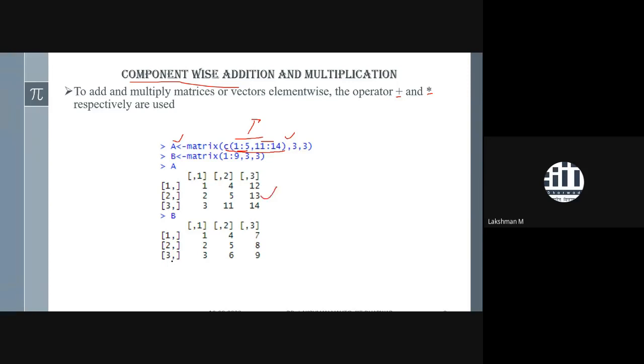And second, take matrix B, where you directly use the sequence 1 to 9, 9 elements of the sequence. It will come in a 3 by 3 matrix. You will get this matrix B. So the output of matrix B is already given here.